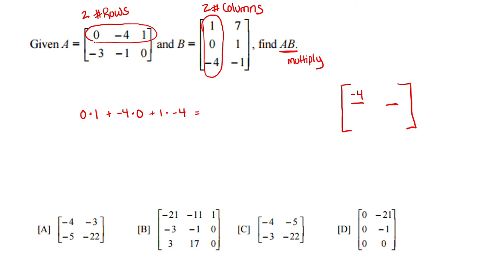Then we need to figure out this answer. For this answer, we're going to take the same row and multiply by this column. So that's 0 times 7 plus -4 times 1 plus 1 times -1. 0 times 7 cancels. -4 times 1 is -4 plus -1. What is your answer here? You should have -5.